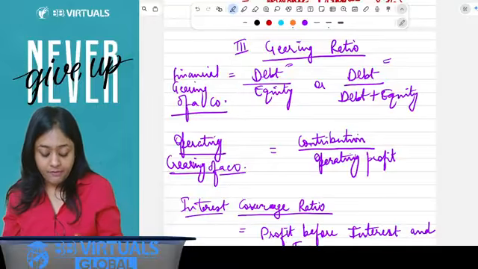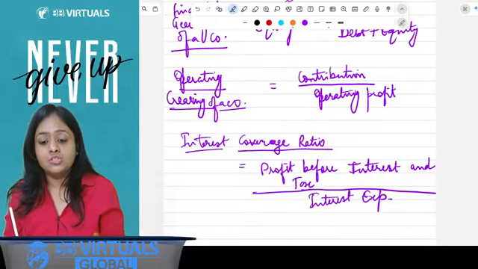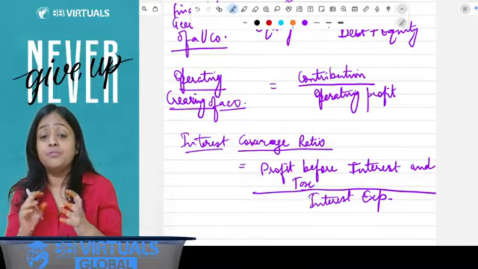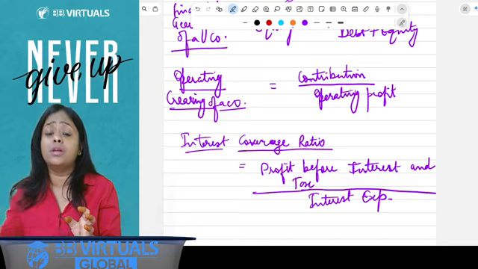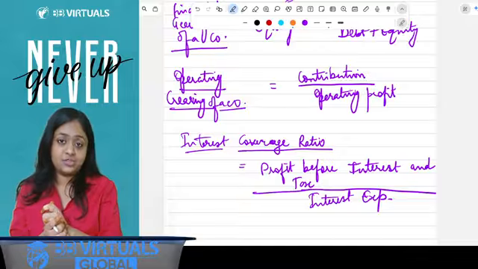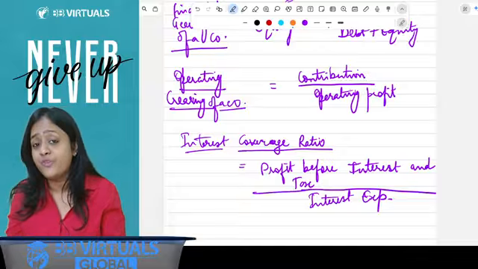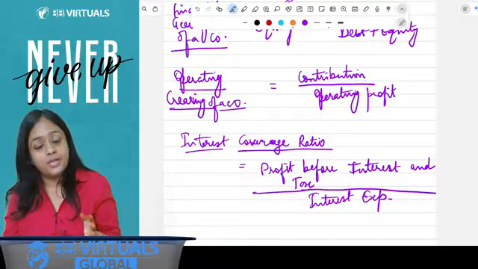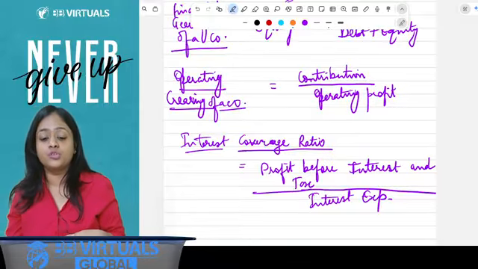Financial gearing. When we come to operating gearing, operating gearing means the day-to-day expenses which really affect the earning capacity of an entity. Which expenses are affected? Fixed cost. So operating gearing is linked to the fixed cost of an entity.